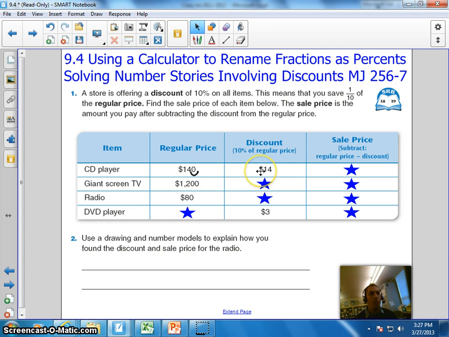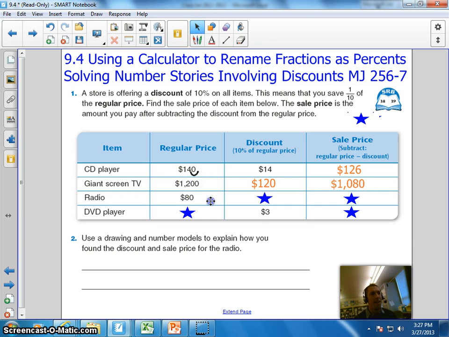Does the thing cost $14? No, it doesn't. It costs 140 minus the 14. So if you do 140 minus 14, you would get 126. Now here, what's 10% of this? Well, you move the decimal one spot, and you would take that minus your discount to get your new sale price. Pause it and try these two.